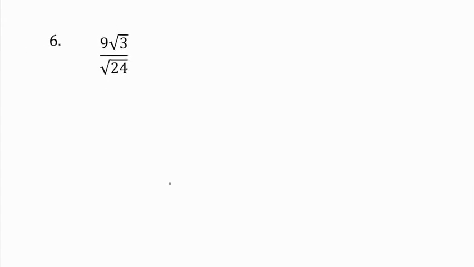Okay, again, the first thing I'm always going to do is check for perfect squares. 3 is not, 24 is not. Neither of those are perfect squares. My next step is I look at the fraction. So I have a 3 inside and I have a 24 inside. I can actually reduce that, right? 3 and 24 are both divisible by 3. So I can divide both of those by 3.